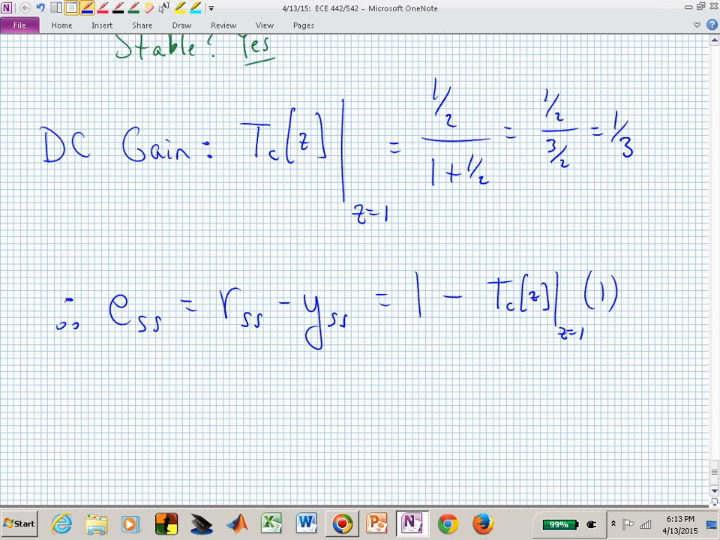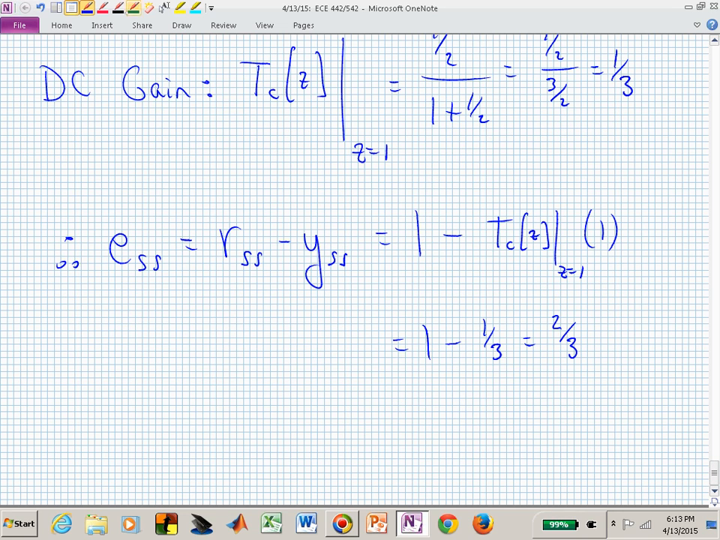That's just the DC gain times the input, which is 1/3 times 1, or 1/3. And now you put in a value of 1, and where do you go? To 1/3. You now have a steady state error of 2/3, which may not be acceptable.